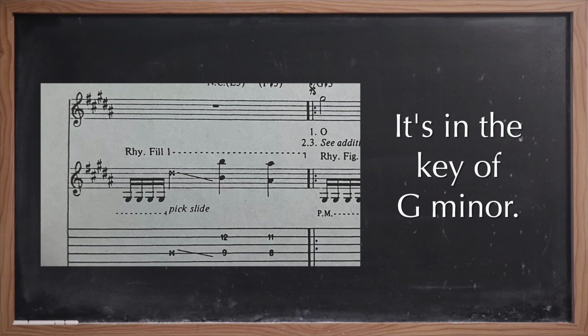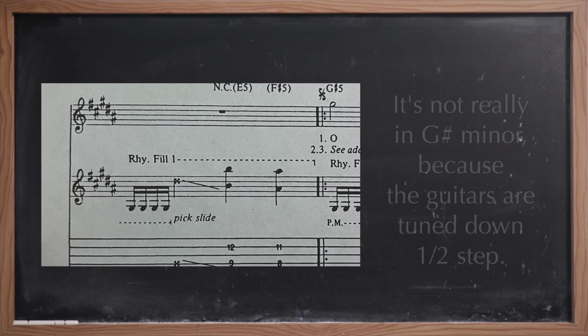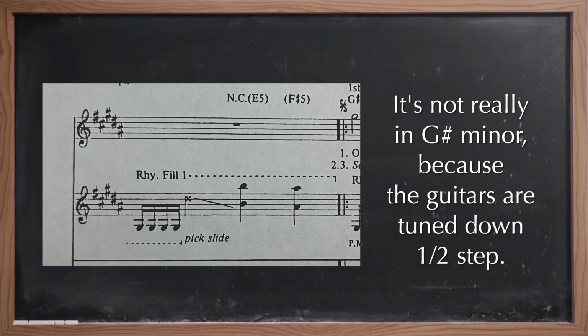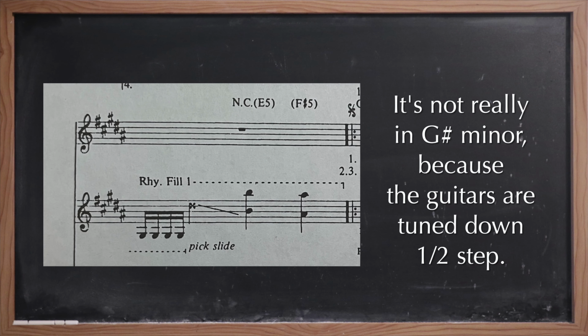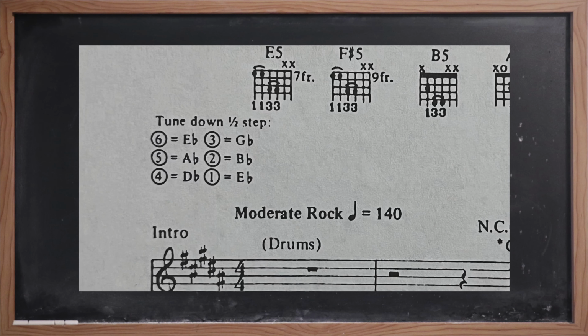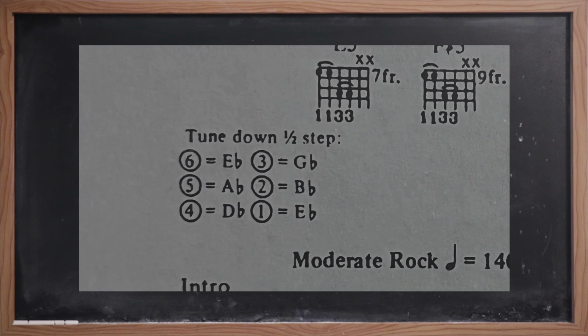If you look at the transcription songbook, it says it's in G sharp. That is not really true because the guitar is tuned down a half step. So in other words, the guitar is tuned from E natural to E flat.